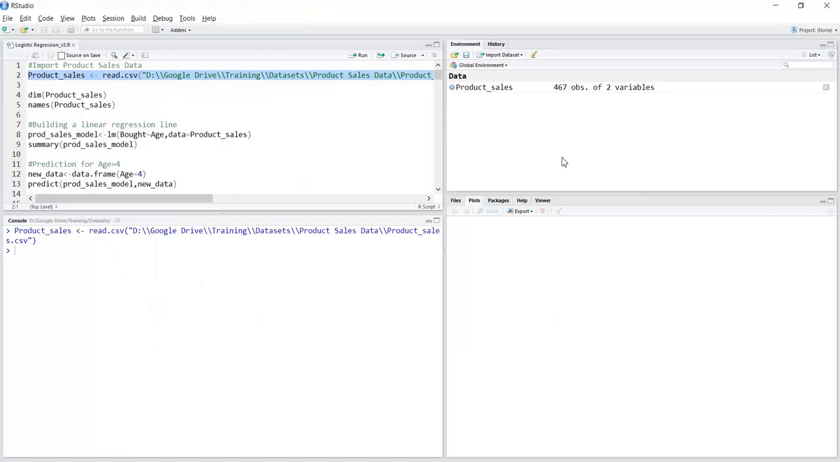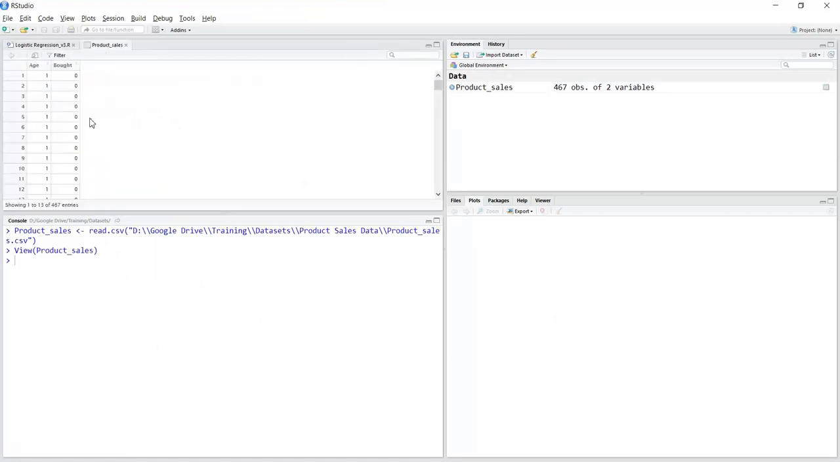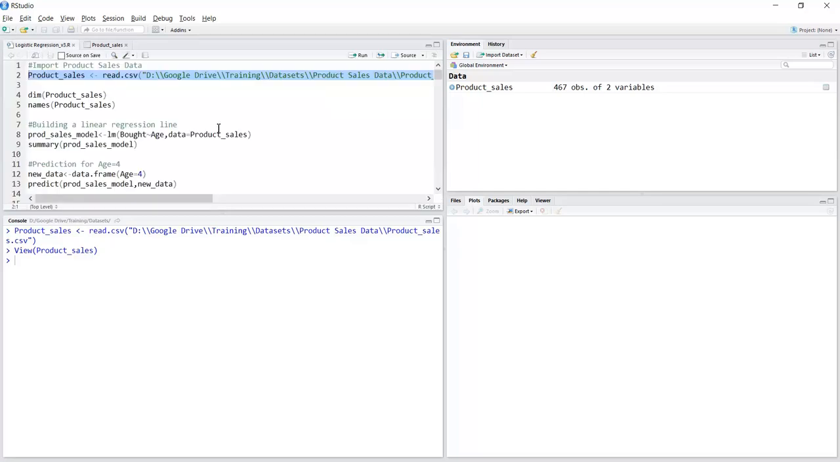Here is the product sales data. As we said, there are simply two variables. The data is slightly ordered by age, and some people are buying the product, some people are not buying the product. So 1 means buying the product, 0 means not buying the product. You can predict whether a person is buying or not buying depending on age. So that's a simple data set. It has 467 rows and 2 columns, age versus buying.